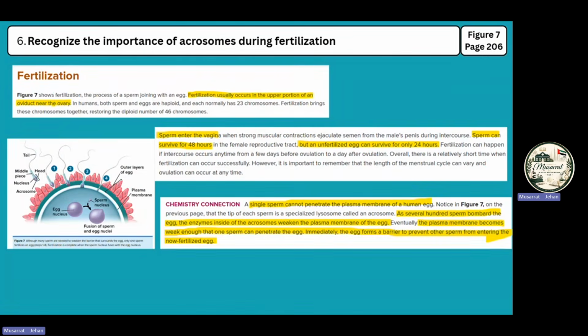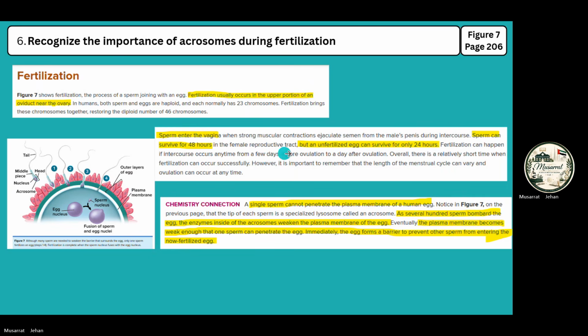Then we come to question number 6, fertilization. Now, what is fertilization? I already told you. The fusion of the male cell, that is the sperm, and the ovum. Fertilization occurs where? In the oviduct, the upper portion of the oviduct near the ovary. Sperm enters the vagina and can survive for around 48 hours.